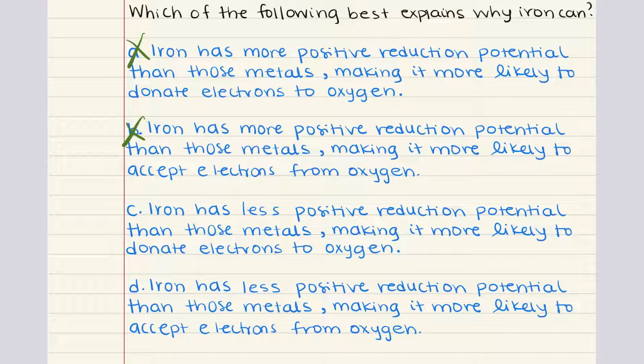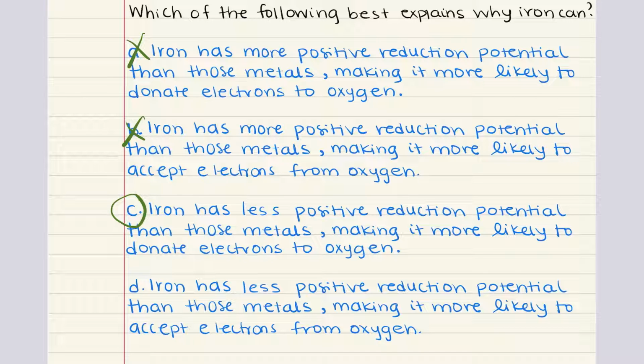Option C says iron has less positive reduction potential than those metals, making it more likely to donate electrons to oxygen. Now, this statement is correct. A less positive or more negative reduction potential means that iron is more likely to lose electrons and be oxidized. Thus, iron can donate electrons to oxygen during the rusting process. Option C is the correct answer, but let's work through option D as well.